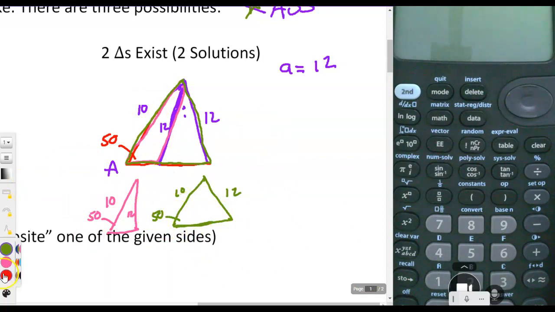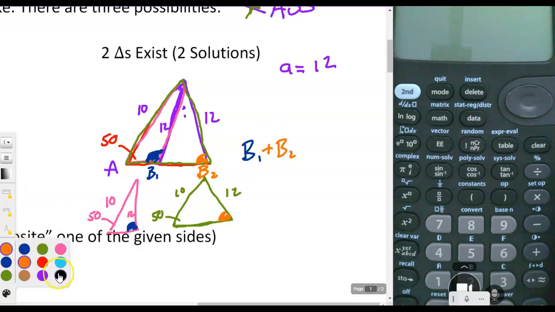Now they have a lot of things in common, which is nice. It's going to be a lot of supplementary stuff. So basically you're going to have to find this angle for this triangle, and then find this angle for that triangle. Call that B2 and this one B1. Angle B for the first triangle and angle B for the second triangle add up to, no surprise, 180 degrees. So if you find one of them, you can automatically find the other just by subtracting.